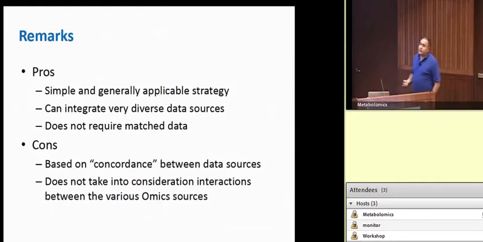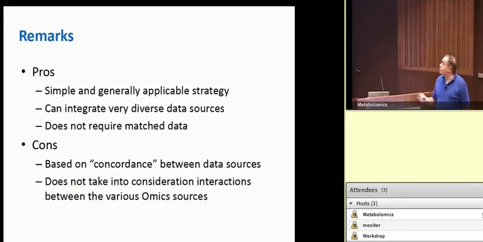Some of the remarks: it's very simple. On the other hand, it's very generally applicable. And it can integrate very diverse data sources because in this particular case, we had data on relevant cell lines for the type of breast cancers that we were looking at and also on tumors. At the same time, we also had the same omics data. It does not require much data, but on the other hand, there are some cons.